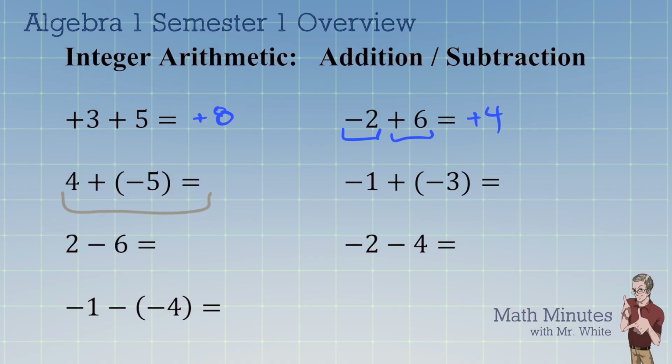Here I wrote things a little differently. I put the negative in a parenthesis, but we're still adding a positive and a negative, and this is a who wins by how much game. So this time the negatives have more on their team, and they win by 1. So the answer is -1.